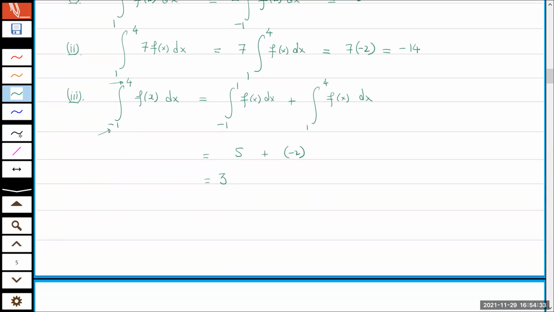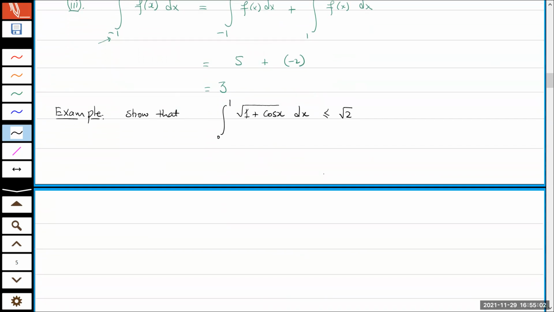Another example. Show that the integral from 0 to 1 of the square root of 1 plus cos x dx is less than or equal to square root of 2. Okay.